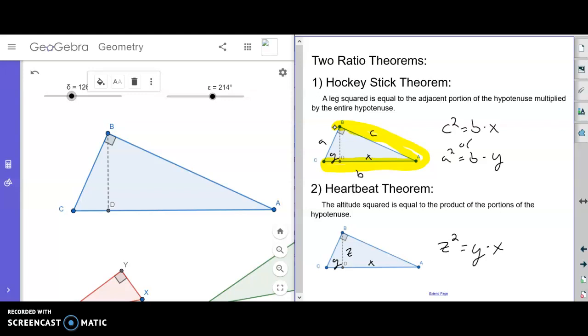But then we also have the heartbeat theorem, the altitude squared now, and this is why it's the heartbeat. This one makes a little bit more sense. You take the y, and you square both those, because you go up and down, and then you take that length there. But the altitude squared is equal to the product of the portions of the hypotenuse.